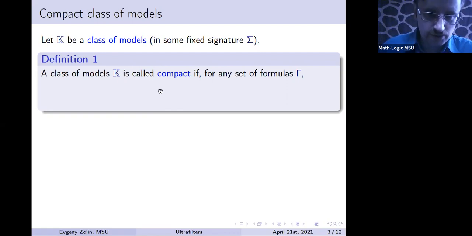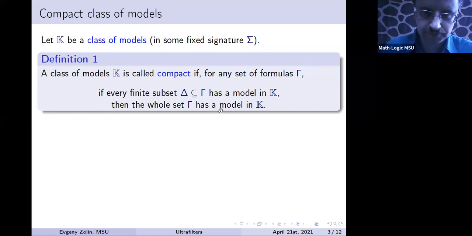A class K is called compact if for any set gamma of closed formulas, I will always consider closed formulas, so I don't write this word closed, if every finite subset of gamma has a model in K, then the whole set has a model in K. Having a model in K means that there is a model M that belongs to K such that gamma is true in M. So this is the compactness theorem, but relative to the class K. There is another term: if gamma has a model in K, we also say that gamma is satisfiable.